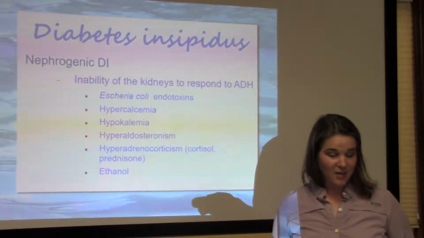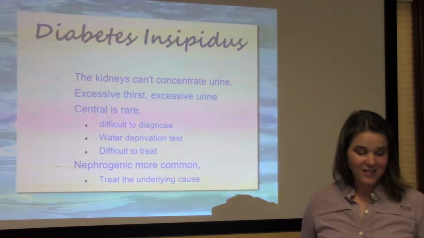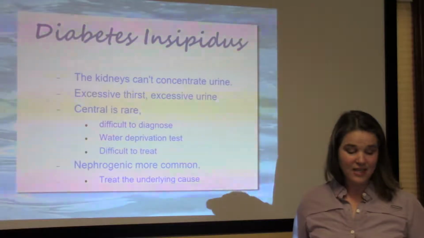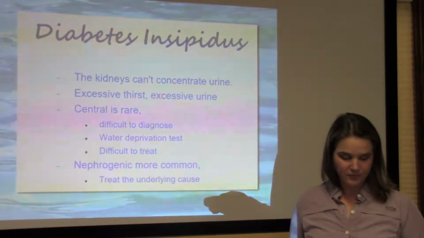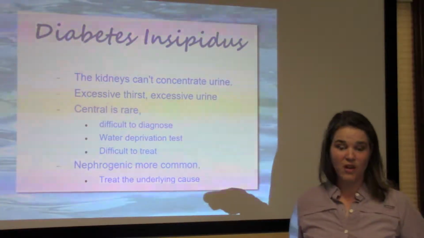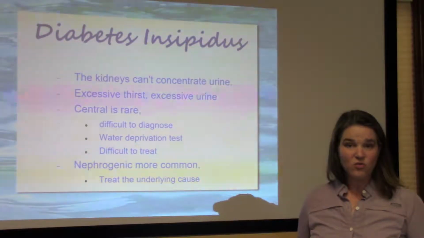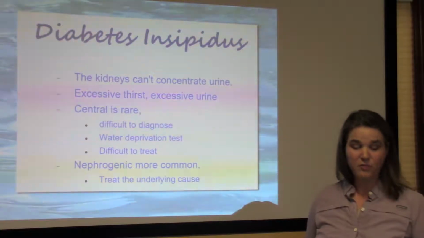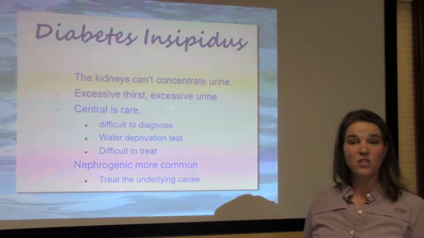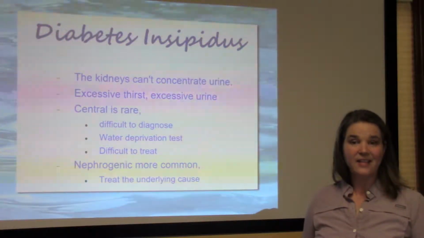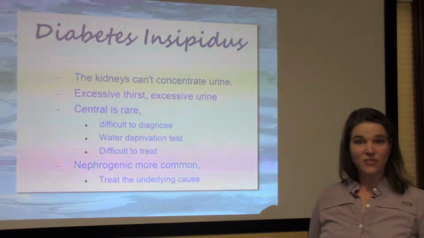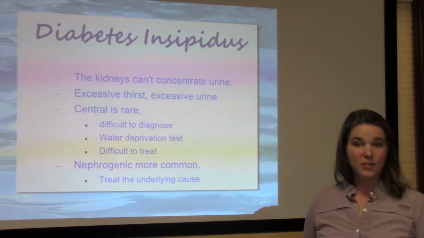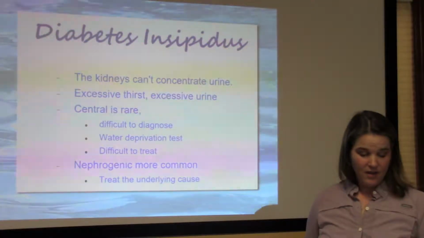So in diabetes insipidus, you have excessive amounts of dilute urine because the kidneys can't concentrate urine. There's excessive thirst to try to prevent dehydration. Central DI is rare. It's difficult to diagnose, and usually we have to do a water deprivation test to diagnose this, and it's difficult to treat. In nephrogenic DI, we typically treat the underlying cause.